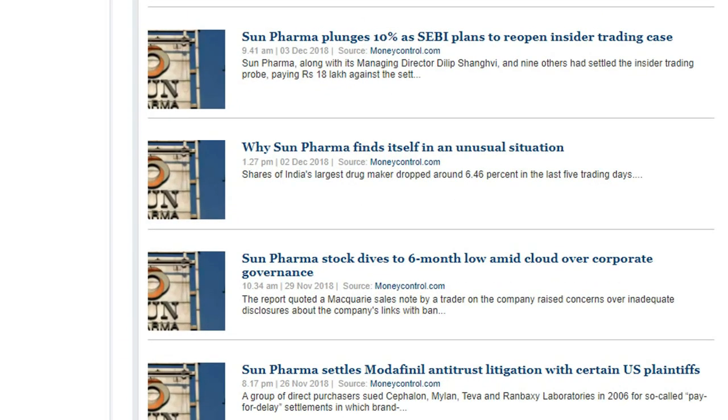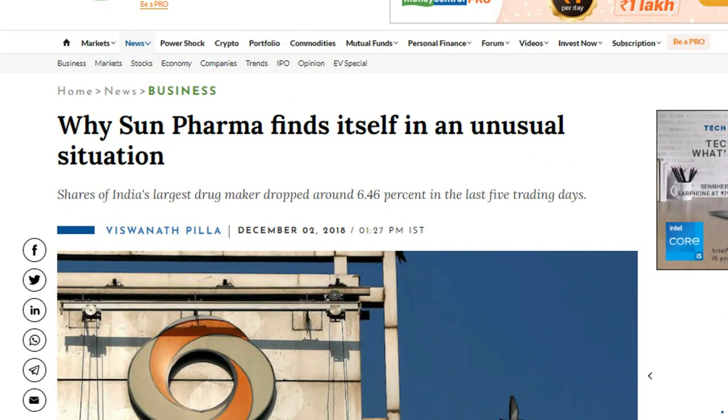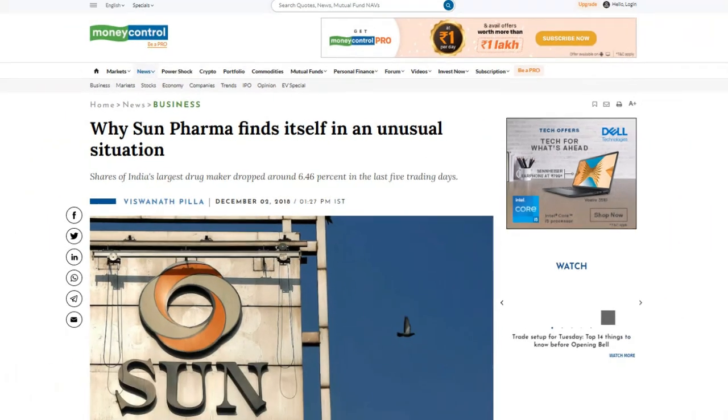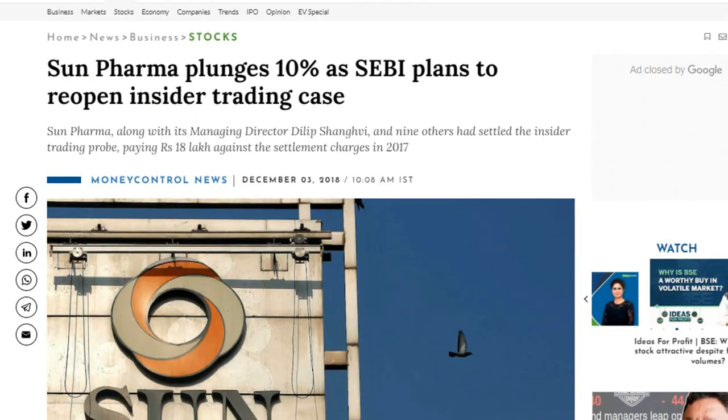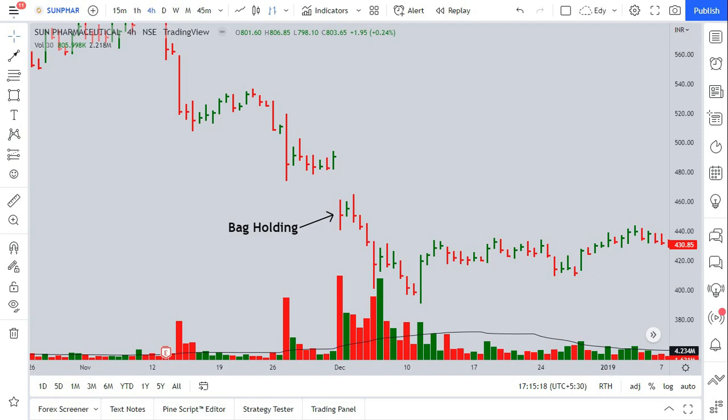As you can see, Sun Pharma around 29th November was obviously on a complete downtrend, and there was one negative news where SEBI planned to reopen the insider trading case. For this reason, the market created lower lows and a gap down. So this is December 2nd and this is December 3rd. And look what happened in the stock on the 4-hour time frame. The market completely went for a gap down. So even after creating an enormous supply right here, the market still went down.